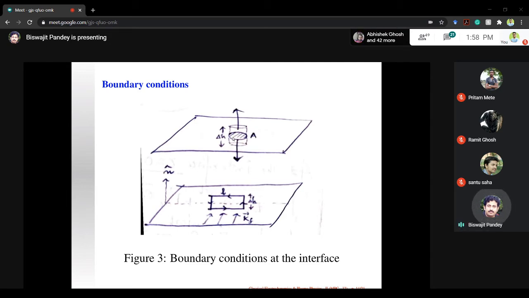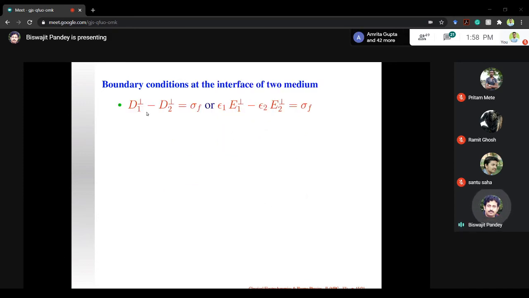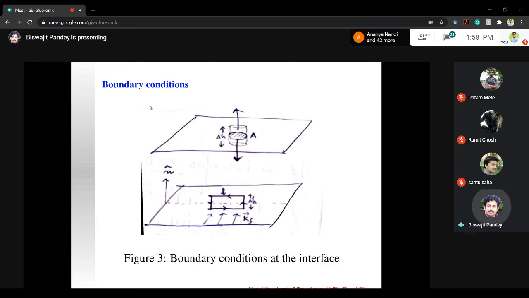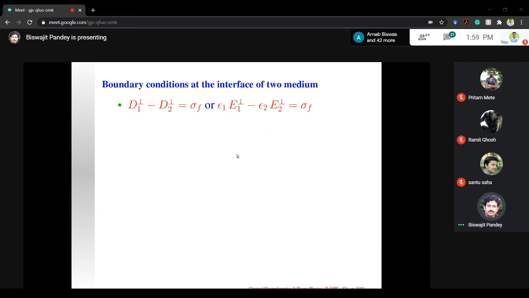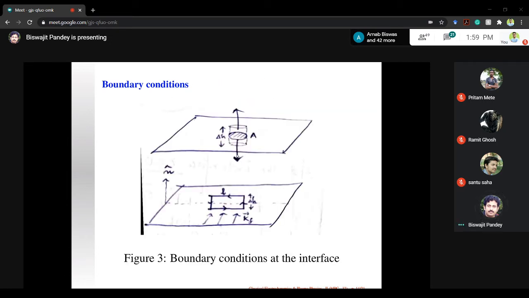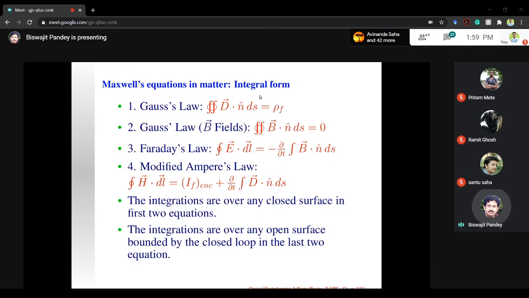So D perpendicular, the perpendicular component of D in the first medium, D perpendicular 1, and because the normals to the surfaces are in opposite directions, there will be a minus sign, is equal to sigma free. Why? Because sigma times A is the total charge enclosed in the surface. As someone stated, there is a mistake here. This is Q free. So when I integrate over the area, this will be D perpendicular 1 minus D perpendicular 2 times the area, equal to charge density times the area. That will be the total charge, this would be Q free.